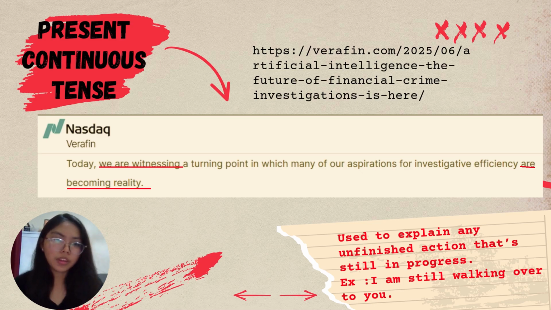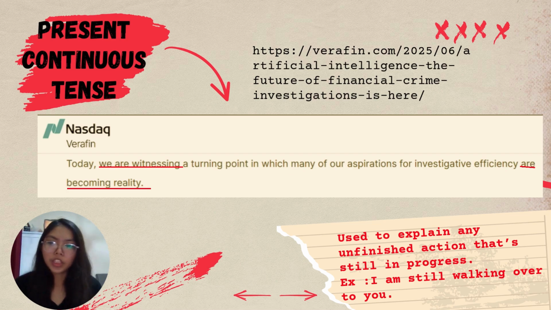Next, we have present continuous tense. This verb is usually used to explain any unfinished action that is still in progress. For example, we have the sentence, I am still walking over you. Am still walking is the verb in this sentence. This is because the verb tense uses be plus verb and ing at the back. The verb must have ing at the back, while the be can be am, is, or are.